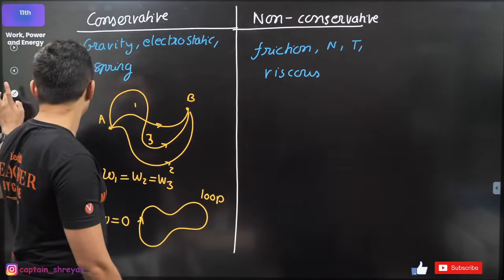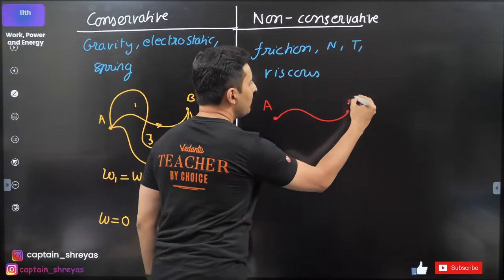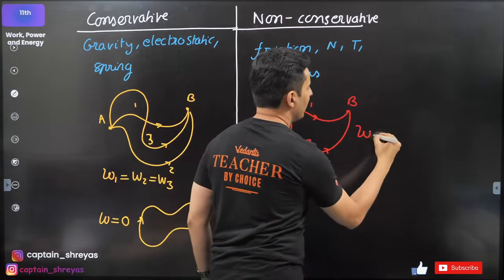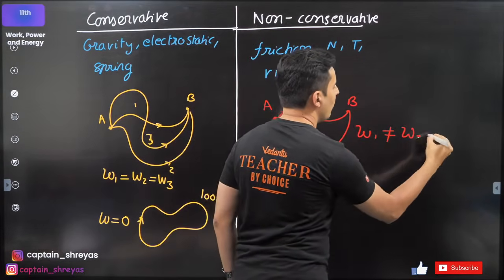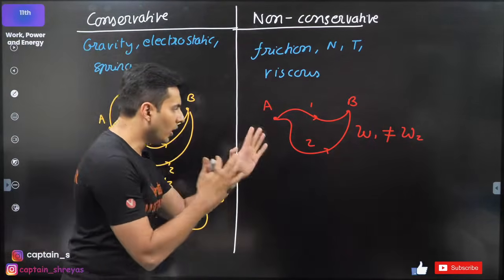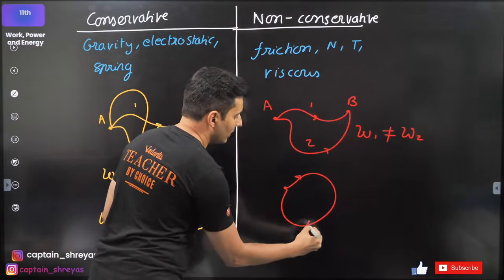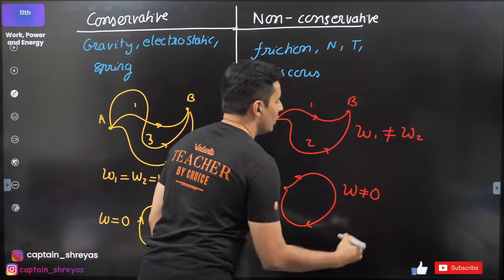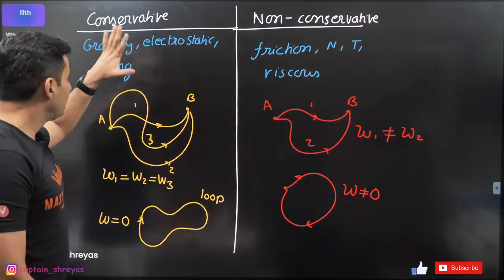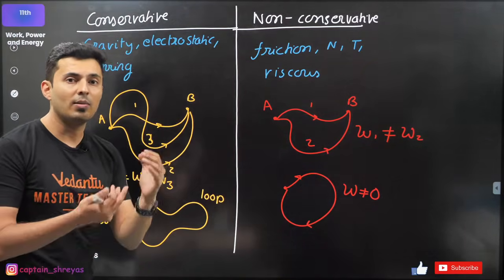Whereas in non-conservative forces, it's not the same. If you go from point A to point B, maybe you will see the work done is different. Work done in path 1 may not be equal to work done in path 2. Not just this, if you go and come back to the same point in case of a non-conservative force, the work done will not be 0. Now, this property of these good forces like gravity, electrostatic, spring helps us solve the problems very easily.